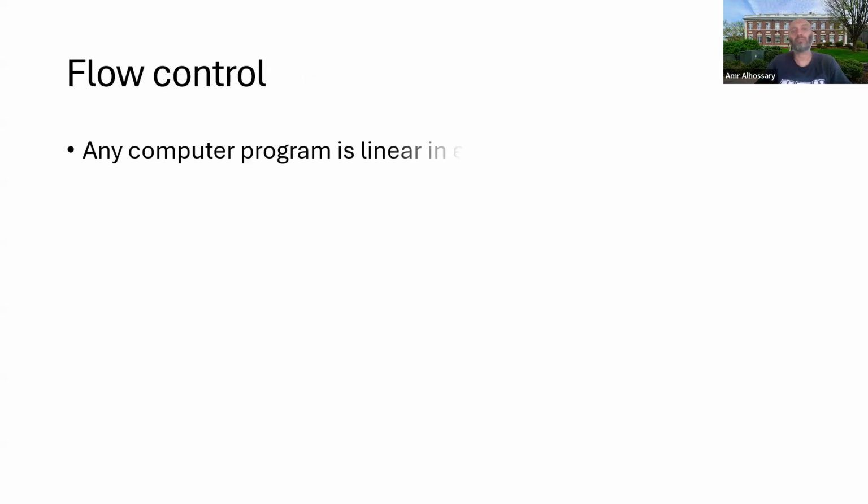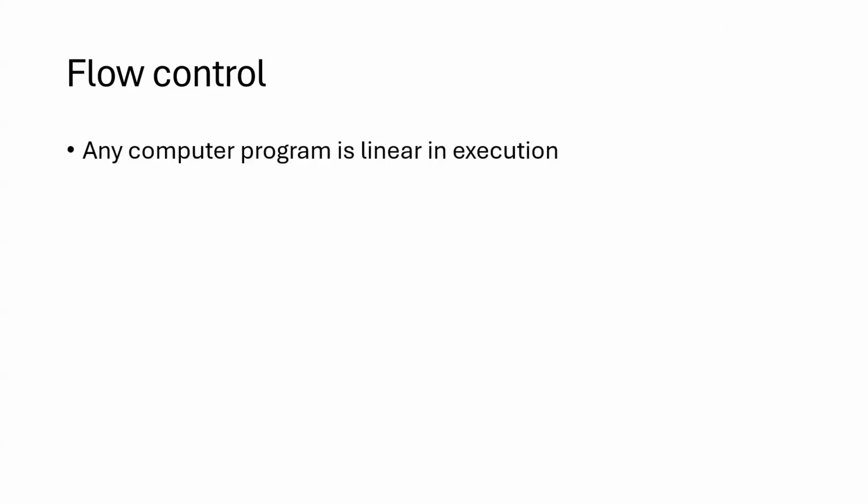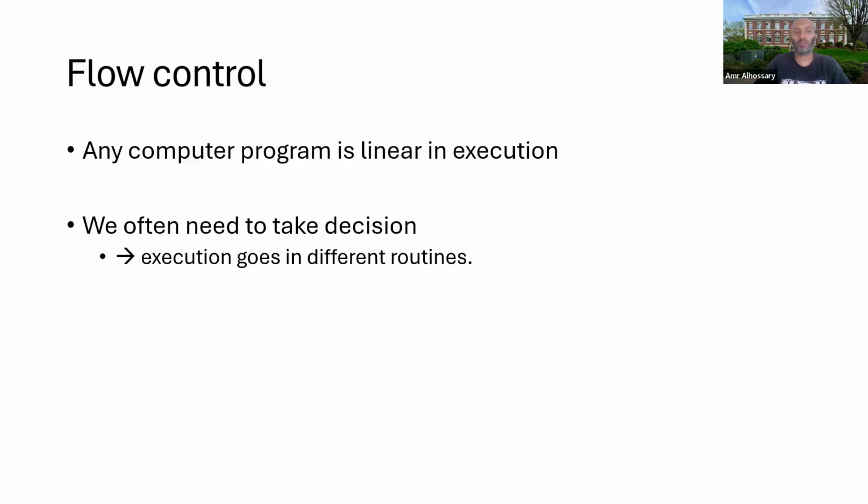Okay, flow control. A program is a sequence of commands or instructions that are to be evaluated and executed one by one, sequentially. So any computer program is linear in execution: instruction one, two, three, four, five, six. However, we often need to take a decision, and based on the decision, execution goes in different routines.